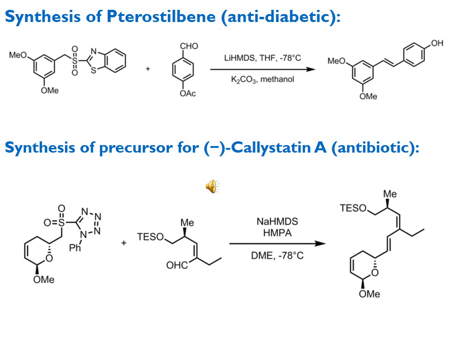Second is the synthesis of a precursor for Acylation, which is used as an antibiotic. The compound shown here is the precursor, which is further converted into this drug after some steps of reactions. Here you can see the sulfone, shown with an alpha hydrogen, is treated with an aldehyde, and we get a double bond. The aldehyde already contains a double bond, and we get another double bond, so conjugation is created here.